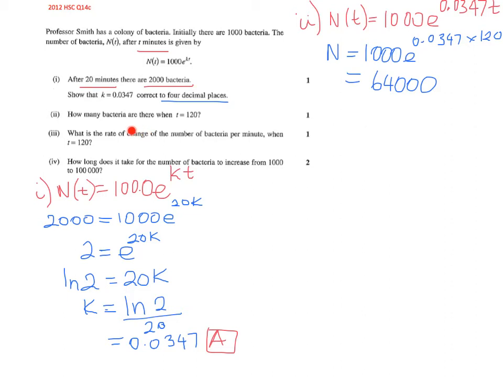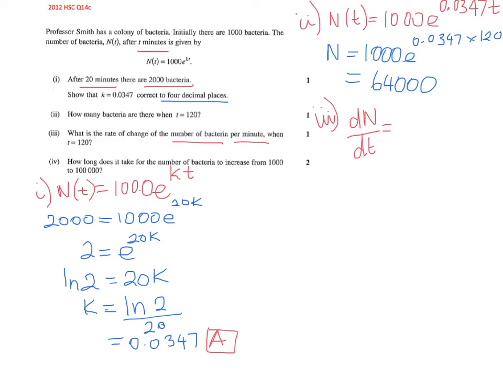Alright, number 3, what is the rate of change? So that was last lesson we talked about rates of change. Remember, rate of change is the first derivative. What is the rate of change of the number of bacteria per minute? So that means we want to find dN/dt. All right, so we're differentiating this formula here.